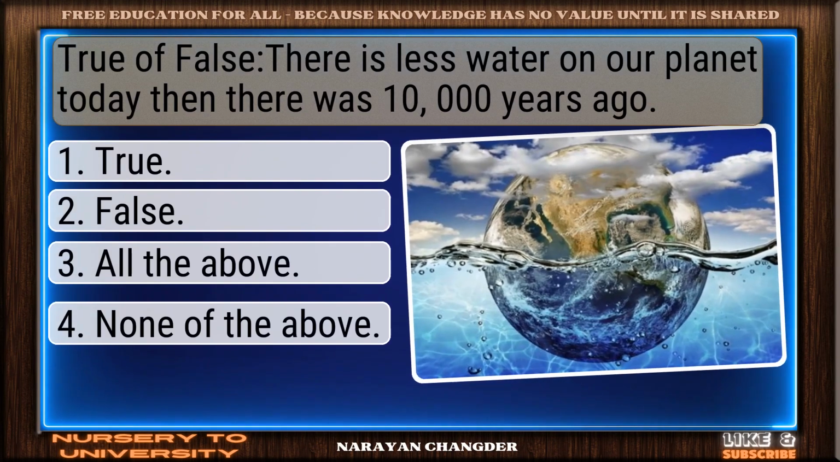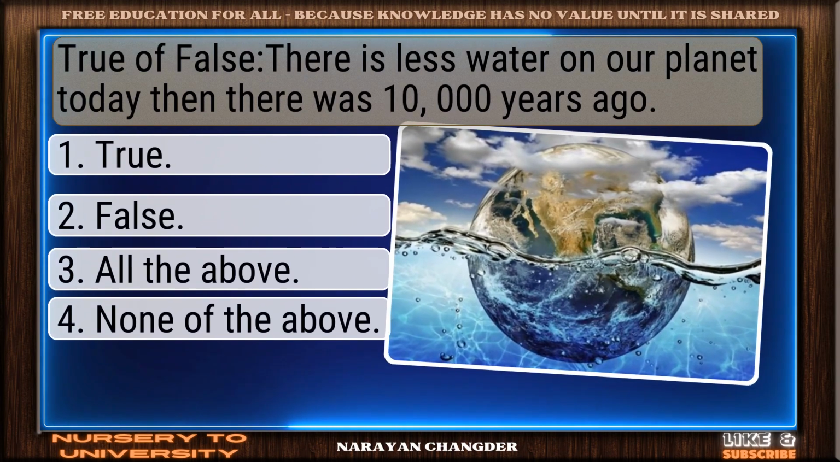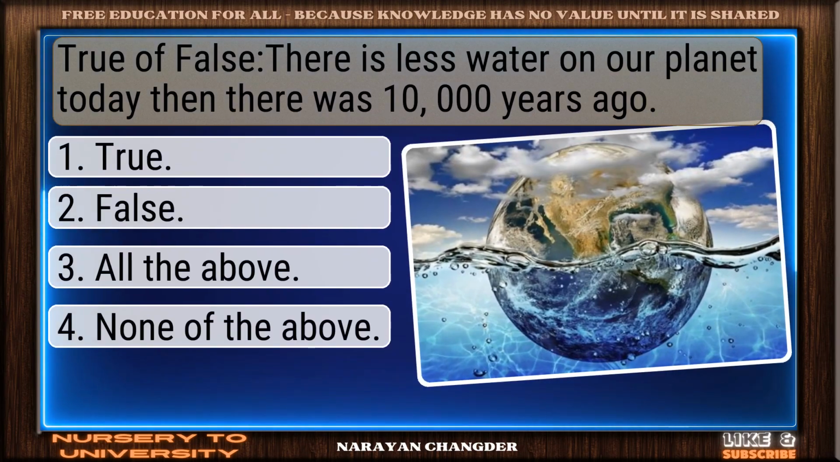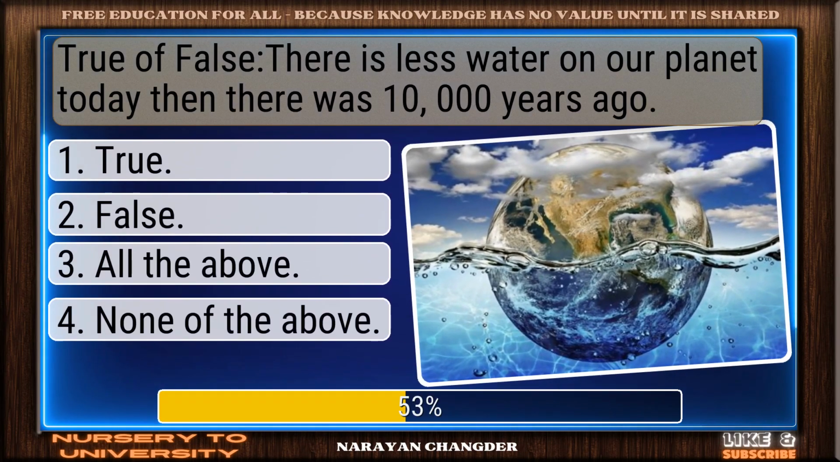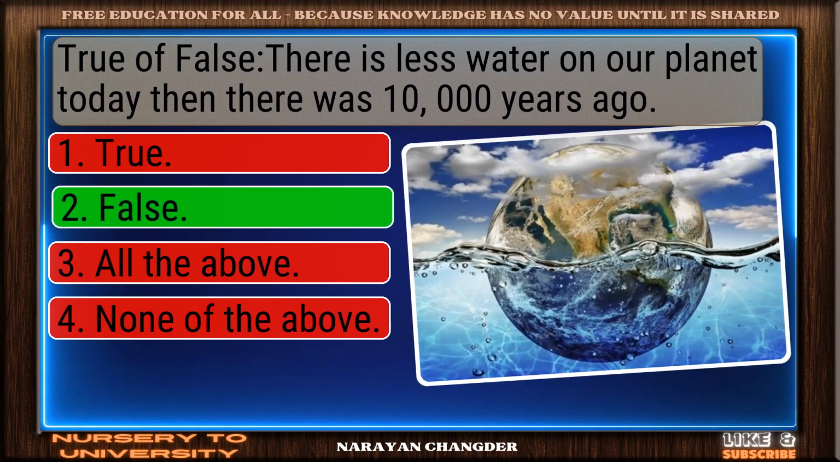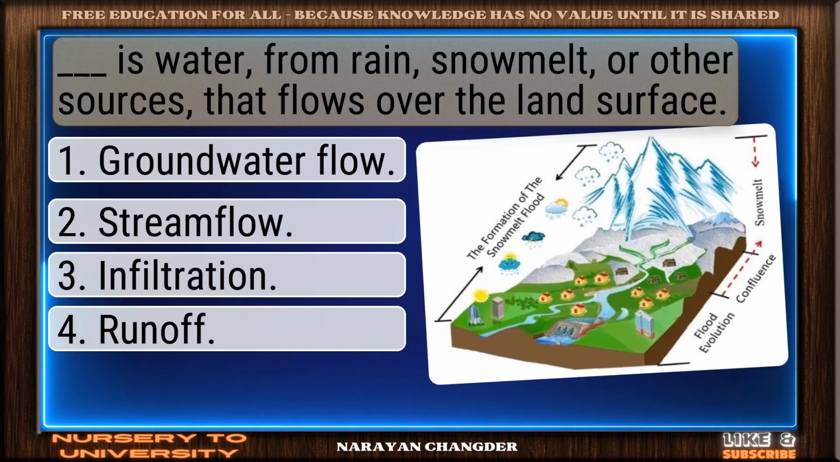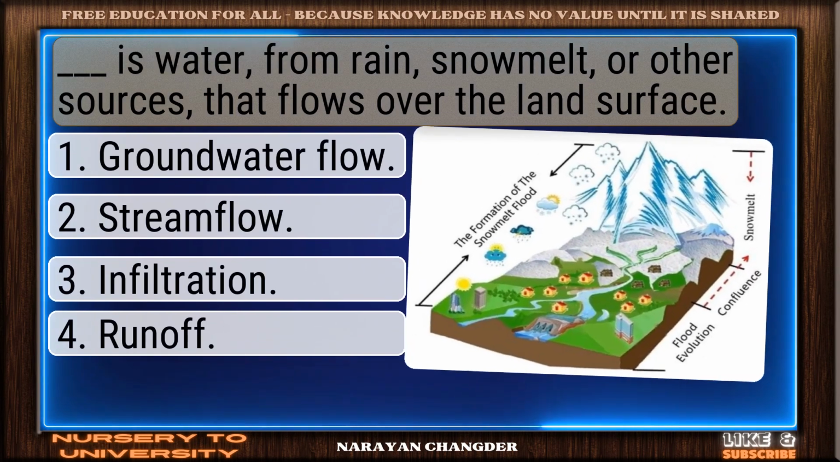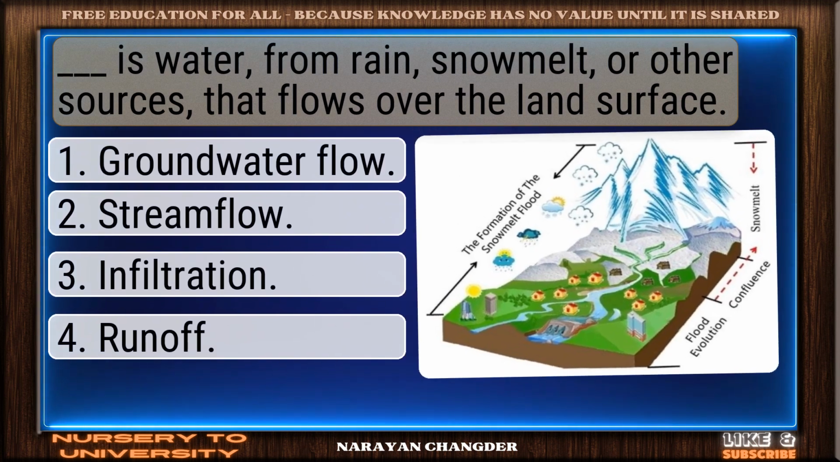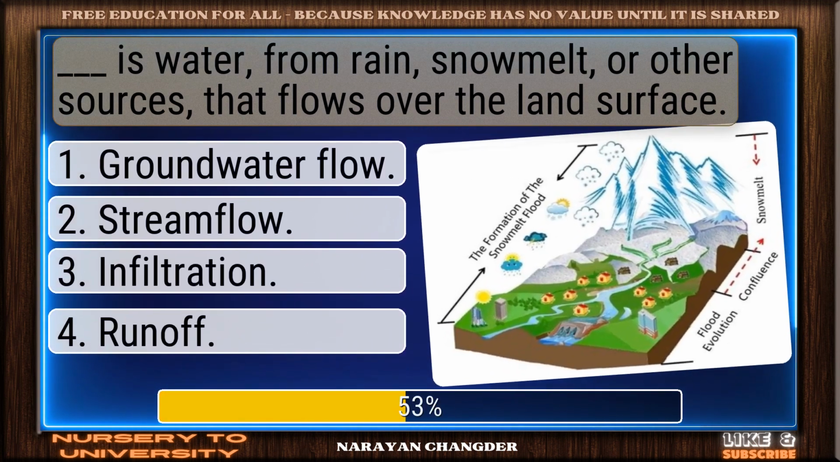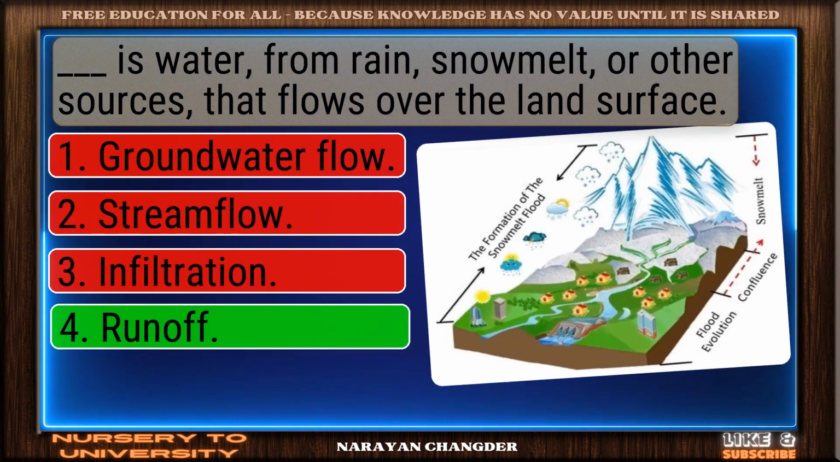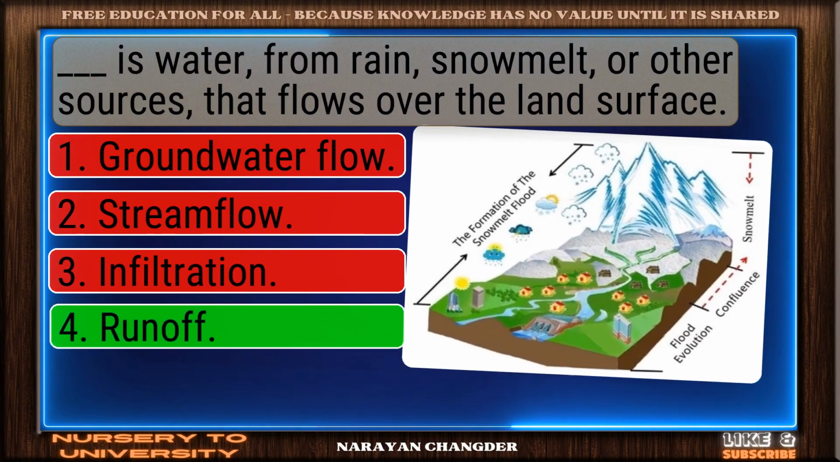True or false? There is less water on our planet today than there was 10,000 years ago. You got it. Your choice false is right. Dash is water from rain, snowmelt, or other sources that flows over the land surface. On track. Runoff is the correct answer.